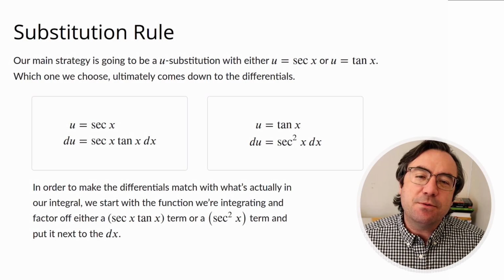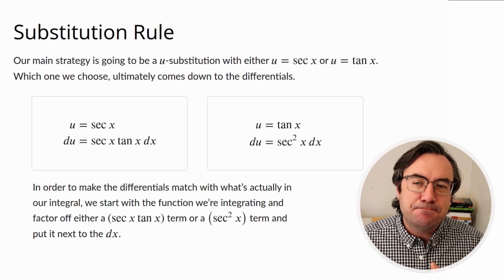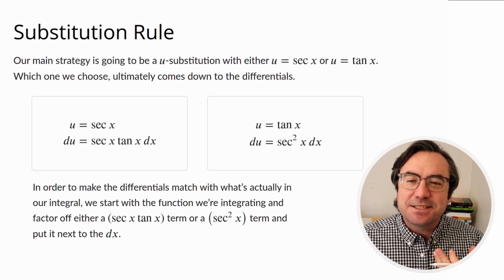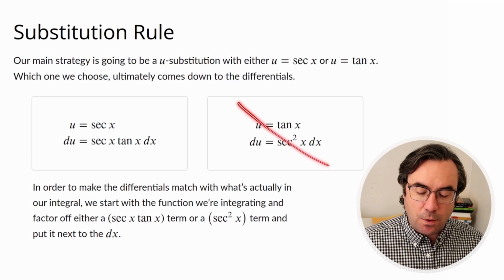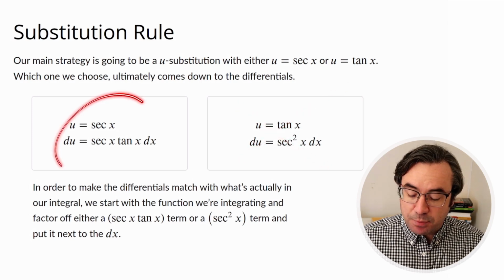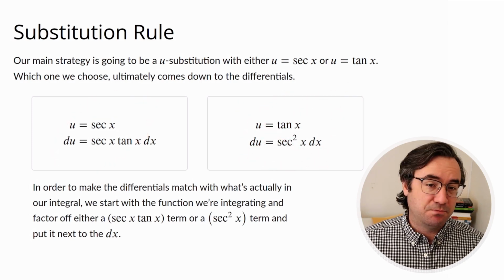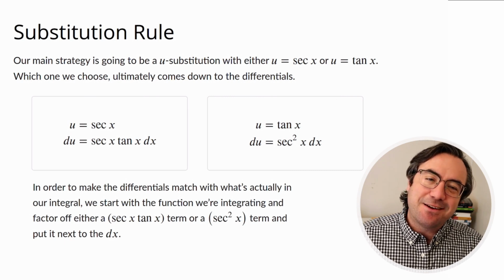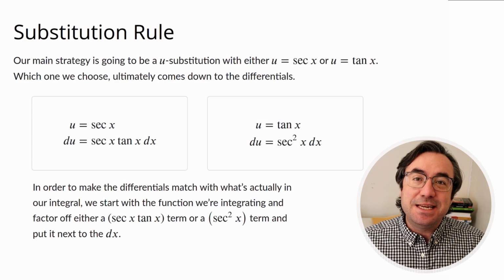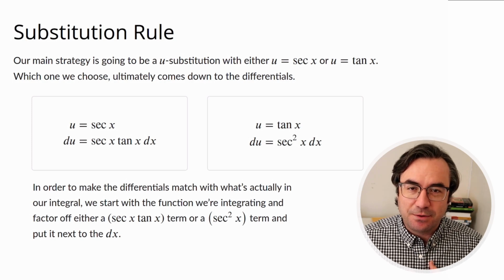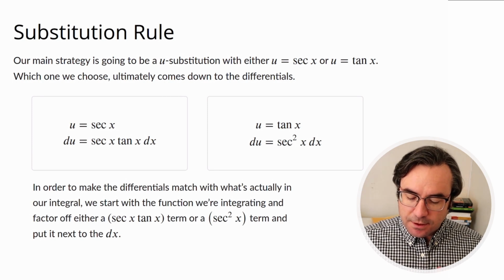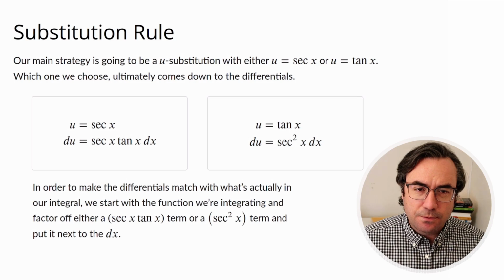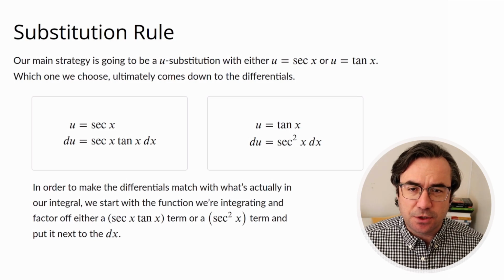And what we'll see with these powers of secant and tan is that sometimes one of these substitutions will work and the other one won't. Sometimes both of them will work, so sometimes we'll be fine. And unfortunately, sometimes neither of the substitutions will work, and we'll have to try something else. So let's go through what each of these substitutions would look like.